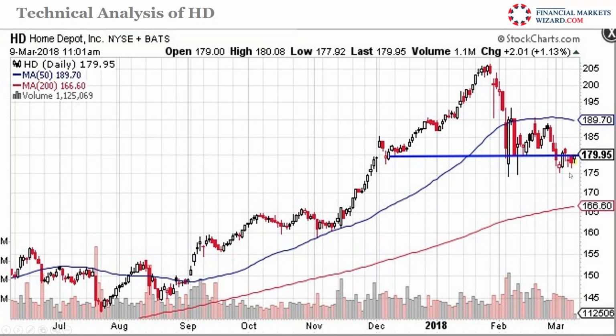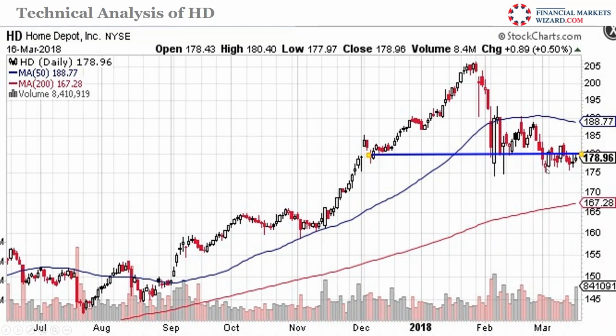So it's trying to break. It's still going through here. If it continues to go sideways for many days, then it can easily break down and it can come down to the 167 level. Or if it breaks to the upside, then it's going high. So right now, Home Depot is just on a neutral side.